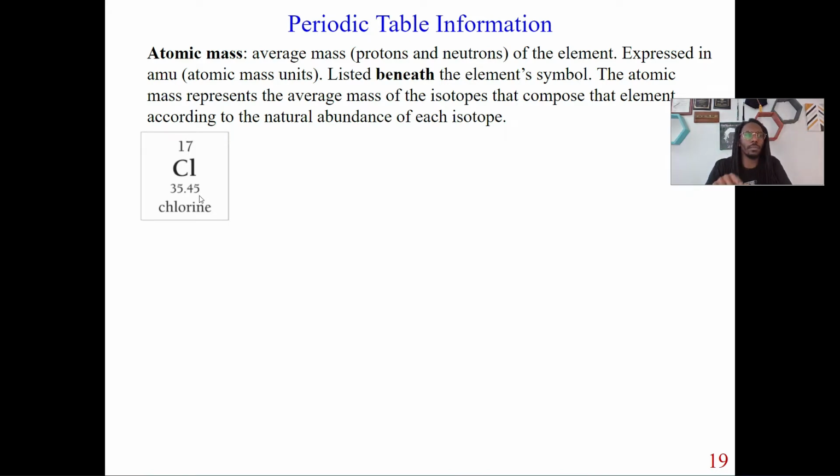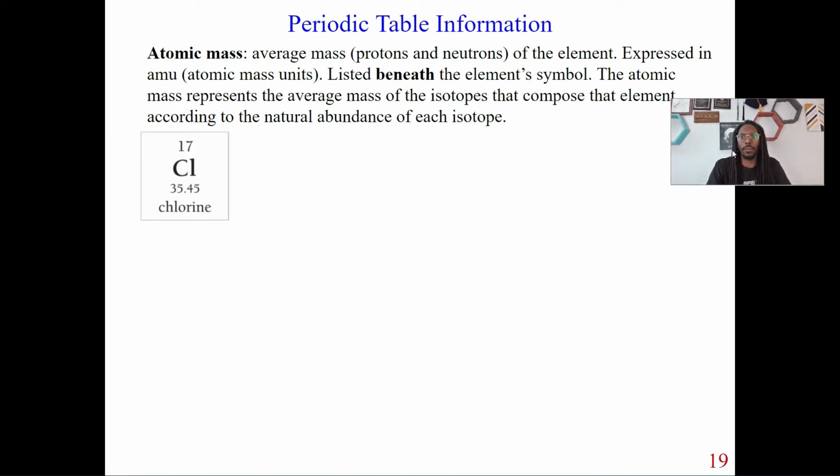Now with this average mass, what's all composed of that? Protons and neutrons. All right, so this is the average mass for this element, 35.45. And once again, this average mass, protons and neutrons. Now, the unit for atomic mass is AMU, which we call atomic mass units. Okay, so that's what that is. All right. Now, usually you're going to find your atomic mass always below the symbol in most periodic tables.